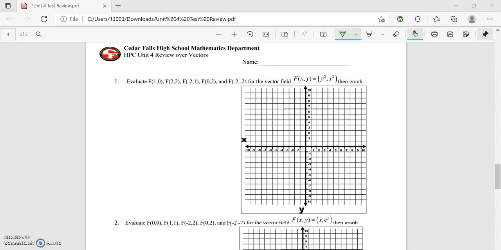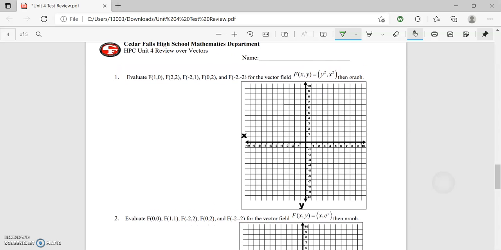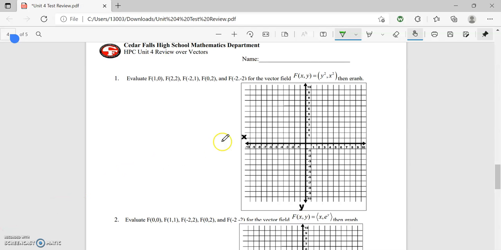Okay, we have come to vector fields, our last topic. So here we are in questions 1 and 2, just being simply asked to evaluate a few particular points within the vector field. What we're doing, again, with vector fields, is you could take any point in the graph and make it the starting point of a vector.